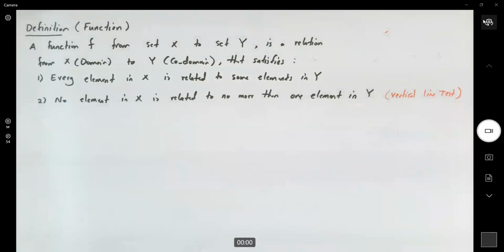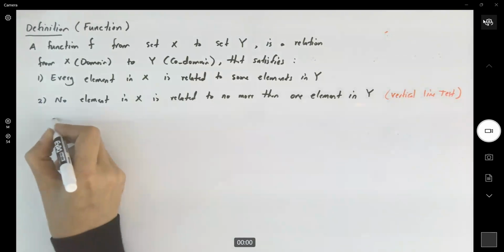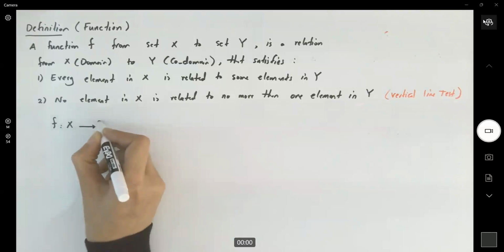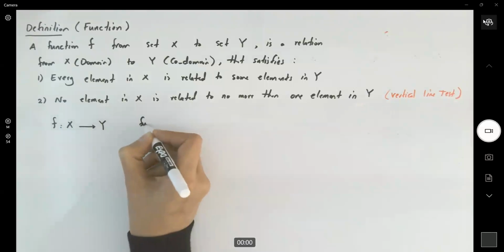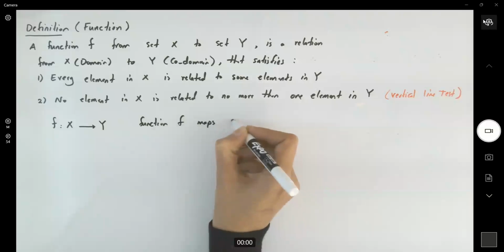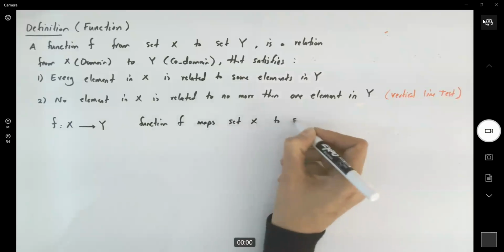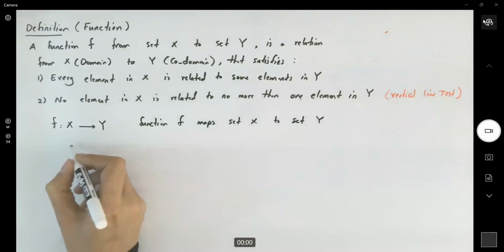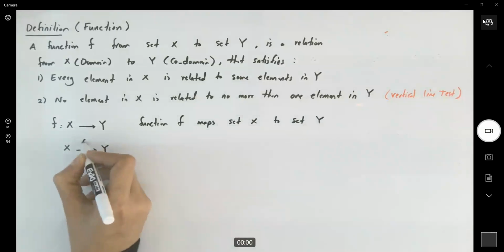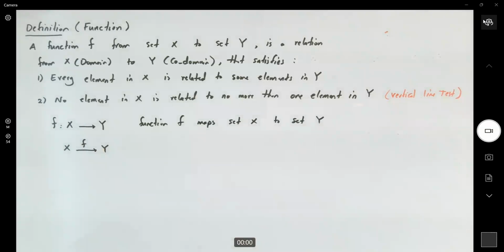Very good. Usually write it this way. We say that function f maps set X to set Y. Sometimes we represent it this way: X arrow Y, and put the function here.